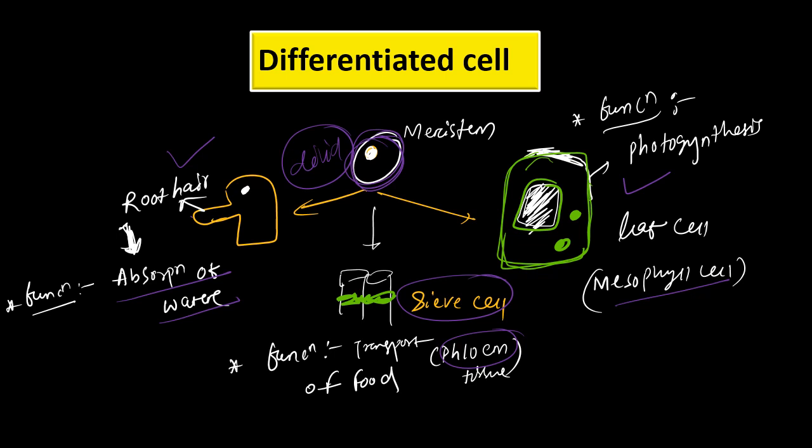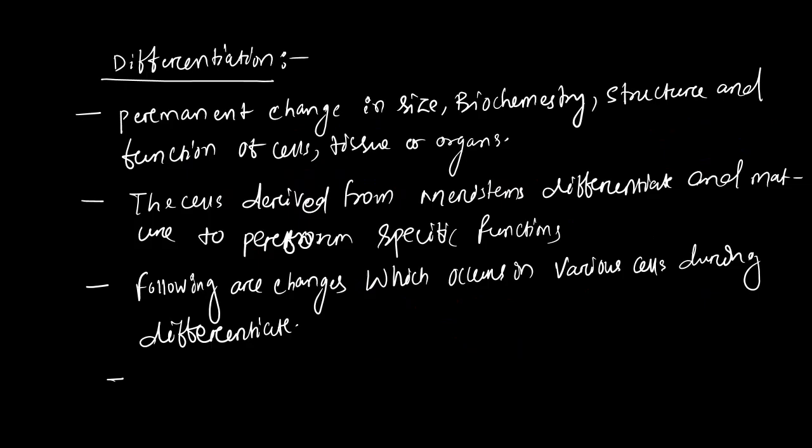This is different from the meristem. One cell divides into different cells, but these different cells have specific functions. This is root cell, this is mesophyll cell, and this is sieve cell. The function of sieve cell is transport of food, while the function of this cell is photosynthesis, because it contains photosynthetic pigment. So next is differentiation, some points. Permanent change in size due to differentiation.